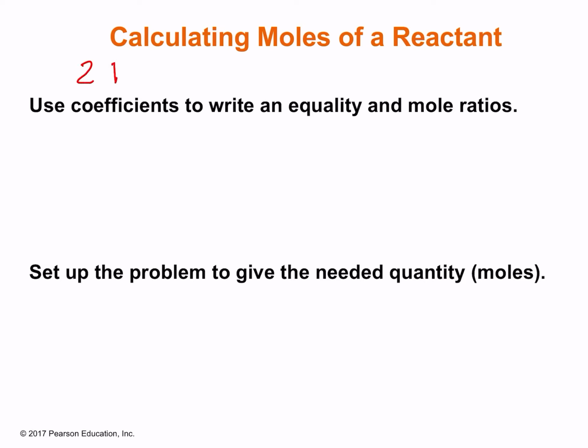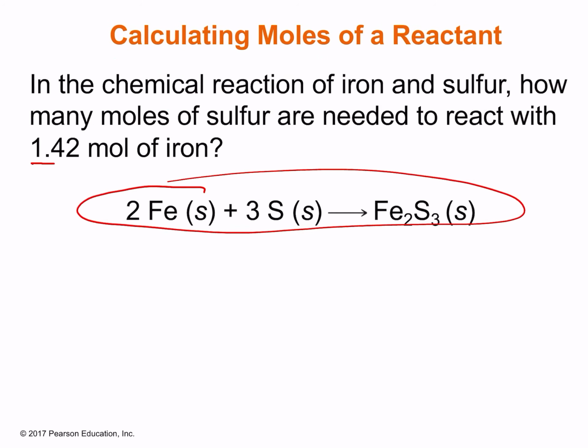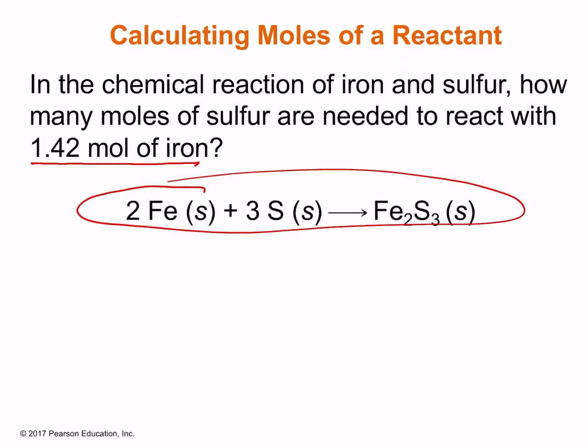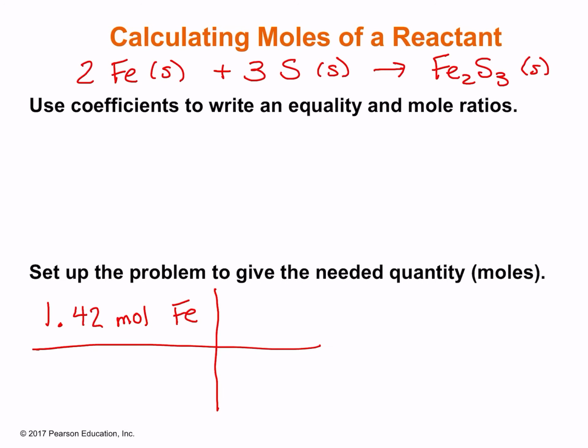So we have 2 irons plus 3 sulfurs makes Fe2S3 solid. I'm just rewriting that. Our problem was that we are starting with 1.42 moles of iron. That will go at the beginning of our train track: 1.42 moles of iron. And we're trying to find how many moles of sulfur. So we're starting with moles of iron and trying to find moles of sulfur.